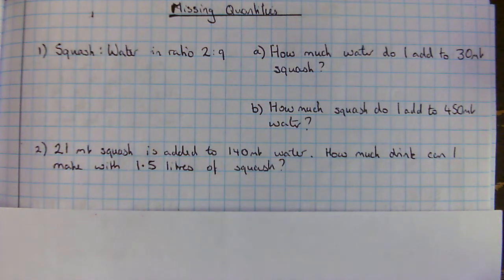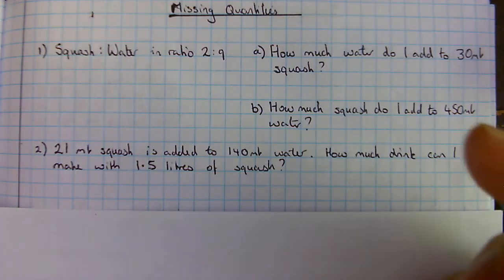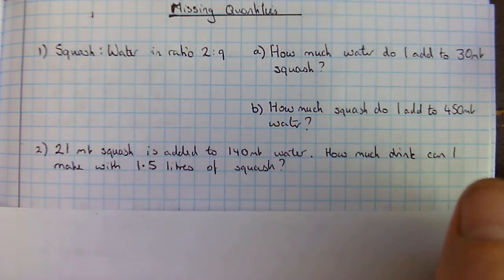Okay, missing quantities is where we start to see ratios becoming really powerful. So this is where we're mixing two things, for example, as a recipe, and we'll have a look at some more applications of this later on. So, an ingredient for a drink tells me to mix squash with water in the ratio of 2 to 9.